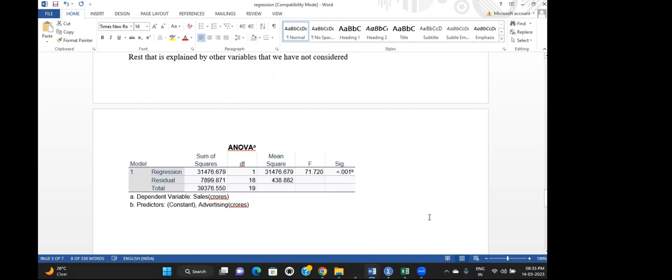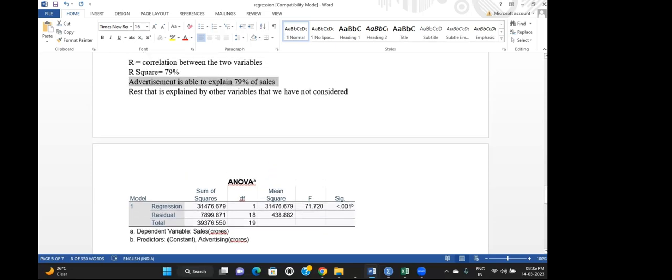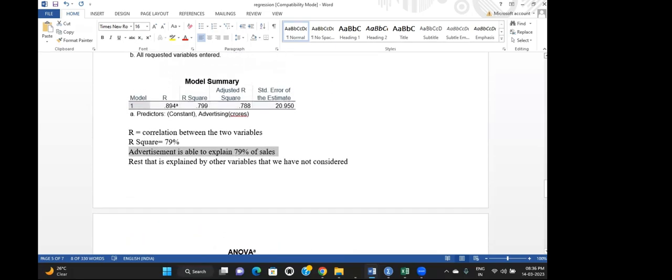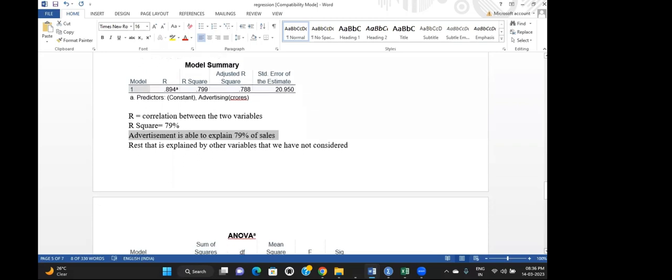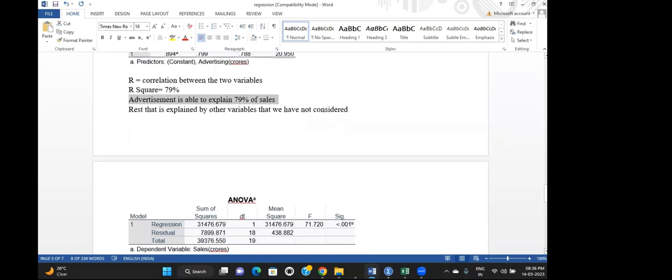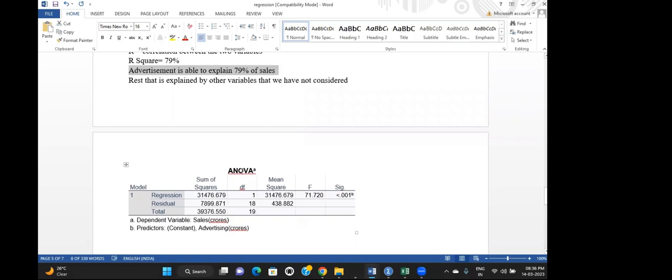Ma'am, adjusted R square, what does this mean? We take that when you have multivariate. There are some other problems, and we adjust for them. It is almost the same. You can see the value, it is almost the same. And error is like, this is not able to be explained by this model. Okay. So the next important aspect is the ANOVA table.